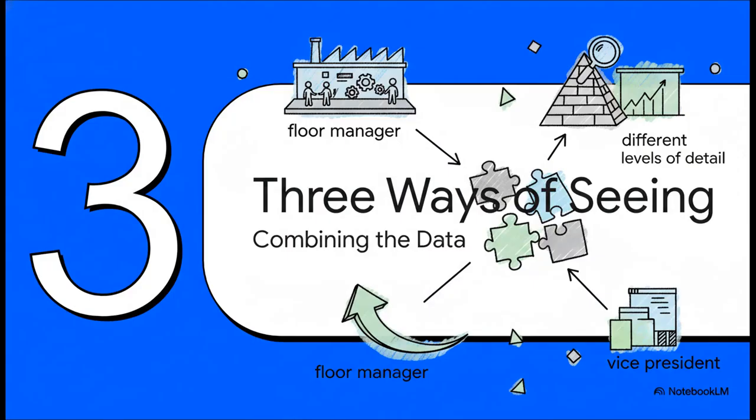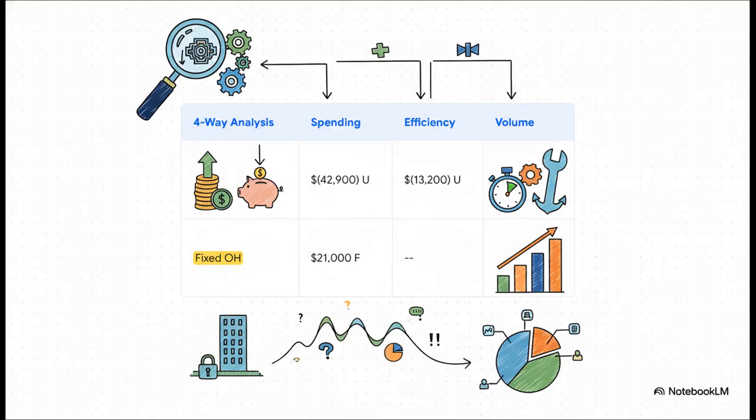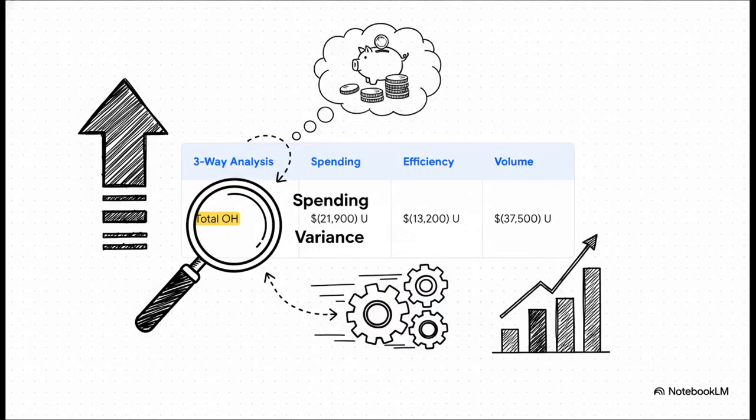Okay, so we've broken down all 4 of these variances. Now let's see how we can put them back together. Because, depending on who's looking at the report, whether it's a manager on the floor or a VP in the corner office, you might want to combine them for different levels of detail. First up is what we call the 4-way analysis. This is maximum detail. You see all 4 variances laid out separately. This is the view for an operations manager, someone who needs to see the root cause of every single little thing that's going on.